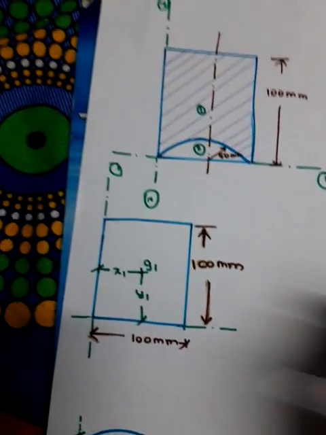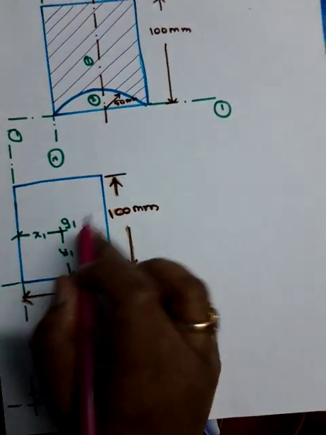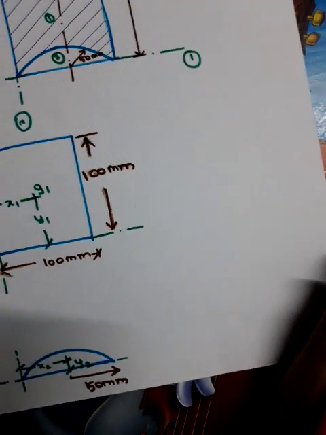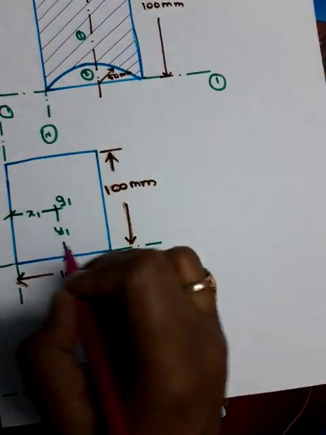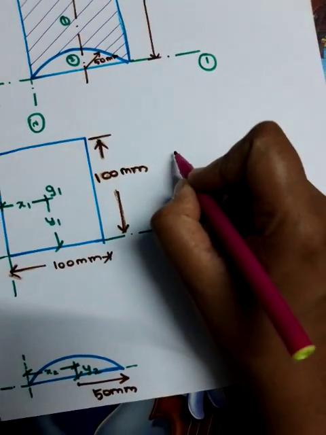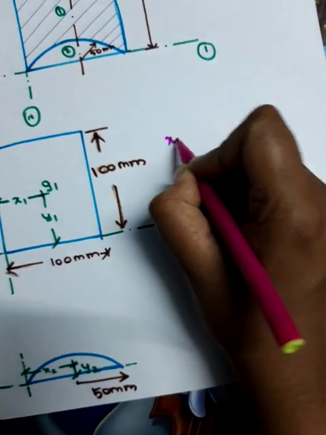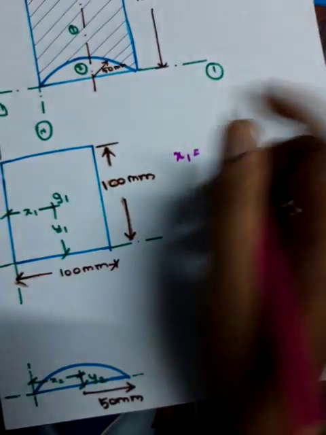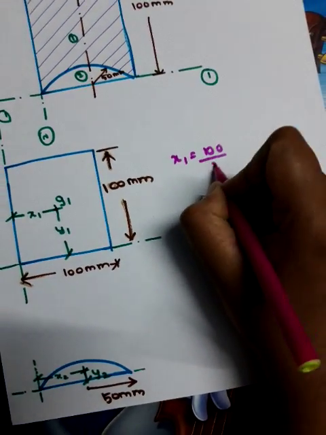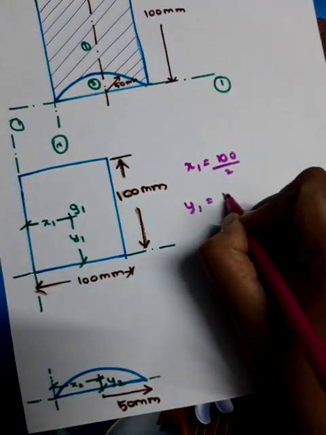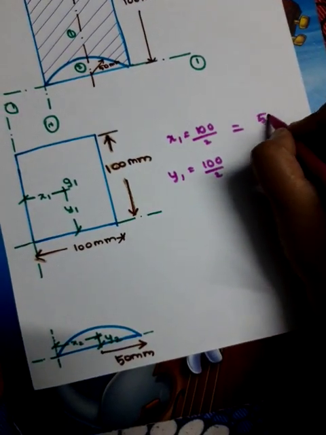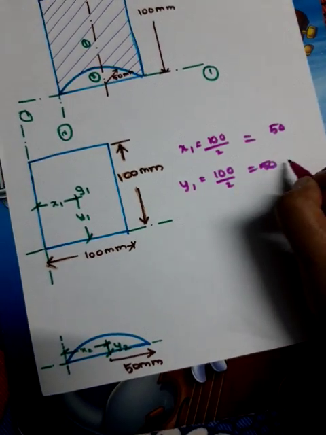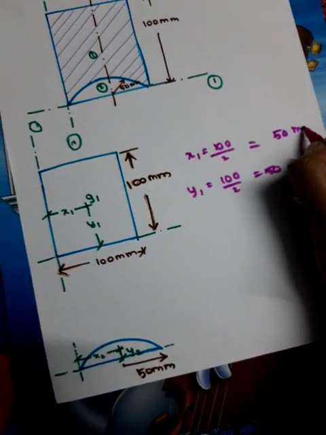Now I'll write the equations. For a rectangle, x1 is equal to B by 2, and y1 is equal to D by 2. So x1 is 100 by 2, and y1 is also 100 by 2. That means this is 50 and this is 50.